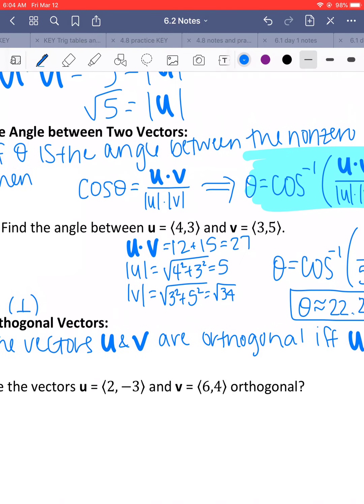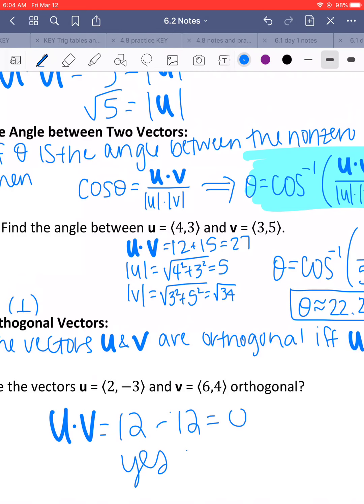So if I ask, are these orthogonal, you don't have to do all the work to do your cosine inverse and see if the angle between them is 90. All you need to do is your dot product. So 2 times 6 is 12. Negative 3 times 4 is negative 12. When I add those, I get 0. So yes, u and v are orthogonal.